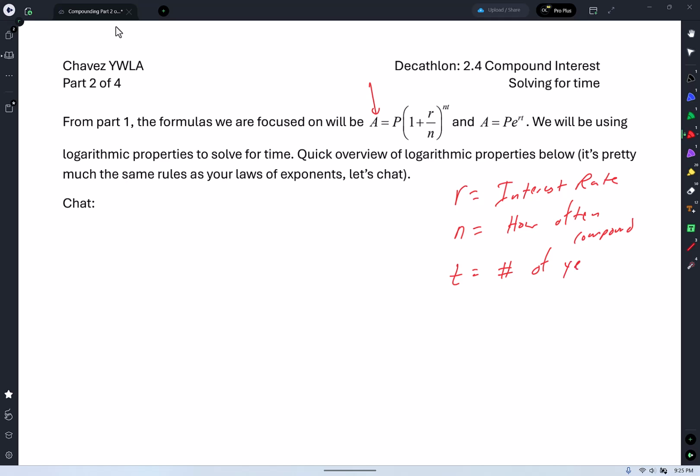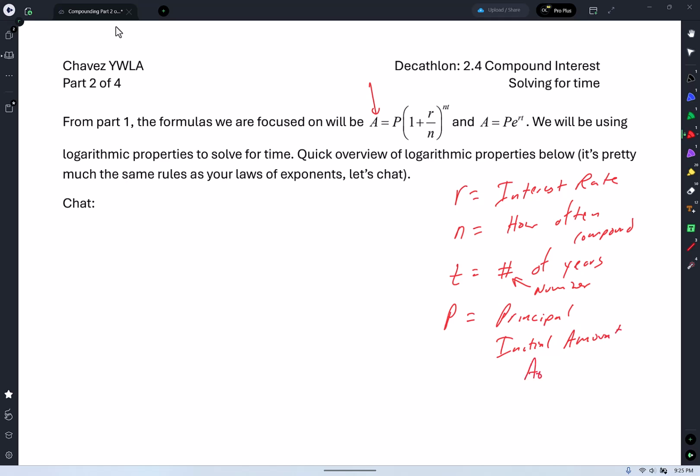I guess you kids call that hashtag, right? But back in the day, they used to call that number of years. And let's see, R, N, T, and yeah, that's pretty much it. The P stands for principal. Sometimes they'll call this also the initial amount. Depending on what textbook you use, sometimes they use A naught.